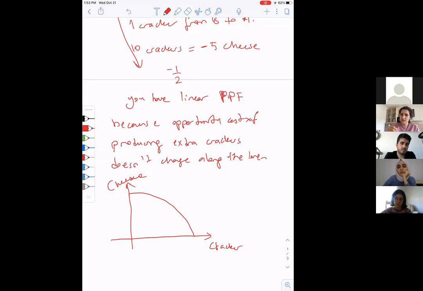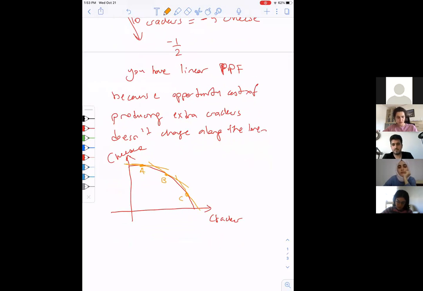So how can you calculate the slope here? As I told you earlier, we are going to look at the slope at one point. Let's say this is point A, this is point B, this is point C. At point A, you have a lower amount of crackers and a higher amount of cheese. The opportunity cost of producing an extra cracker is not that high here. The slope is lower at A.